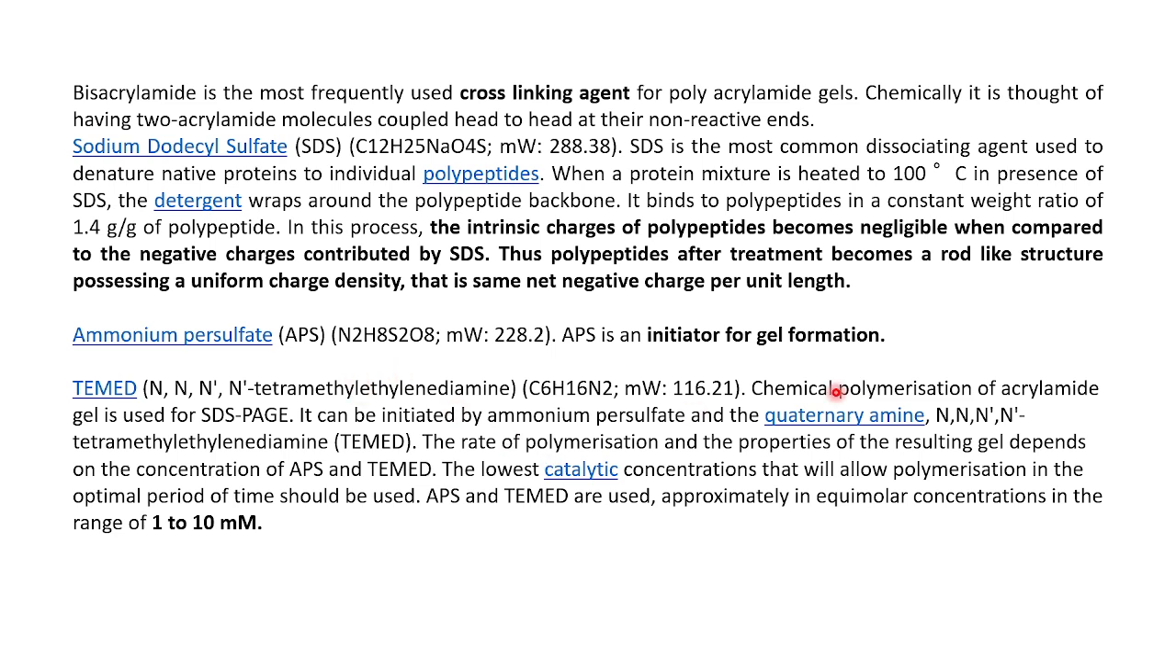So TEMED. The chemical polymerization of the acrylamide gel used for SDS-PAGE can be initiated by ammonium persulfate and the quaternary amine TEMED. The rate of the polymerization and the properties of the resulting gel depend on the concentration of APS and TEMED, using the lowest catalytic concentrations that allow polymerization in the optimal period. So your APS is the initiator and TEMED is the stabilizer. So what does it stabilize? Now after the formation, we know that free radicals have the highest entropy.